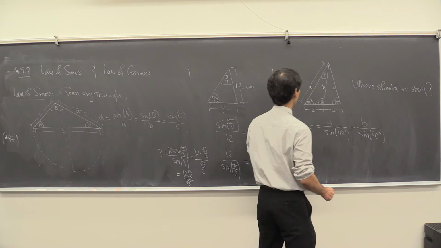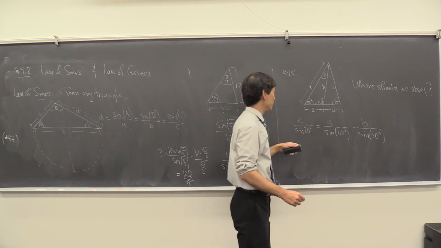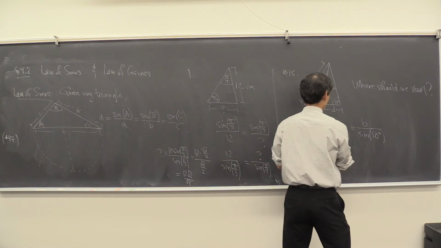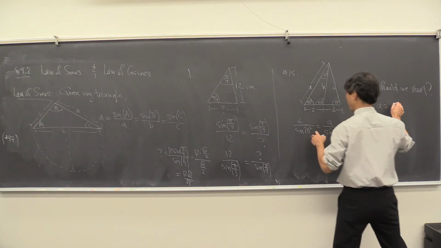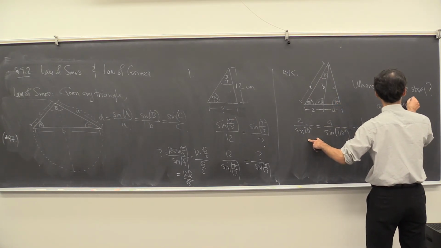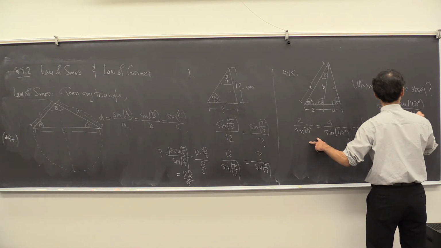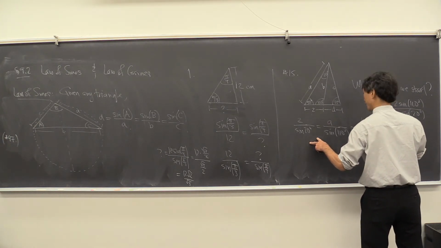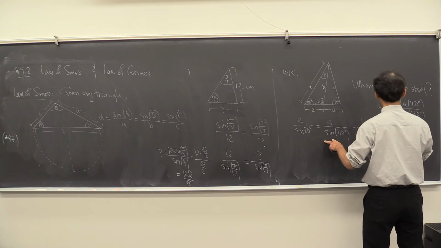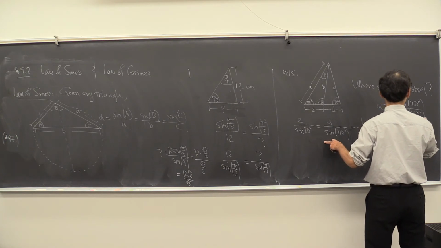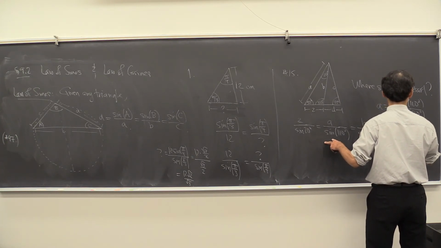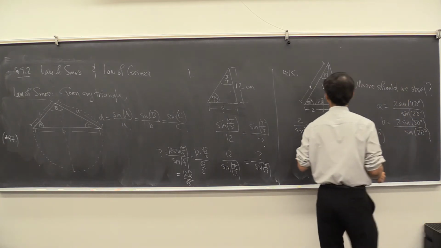So we can figure out those lengths. A is going to be 2 sine 110 over sine 20. B is going to be 2 sine 50 over sine 20.